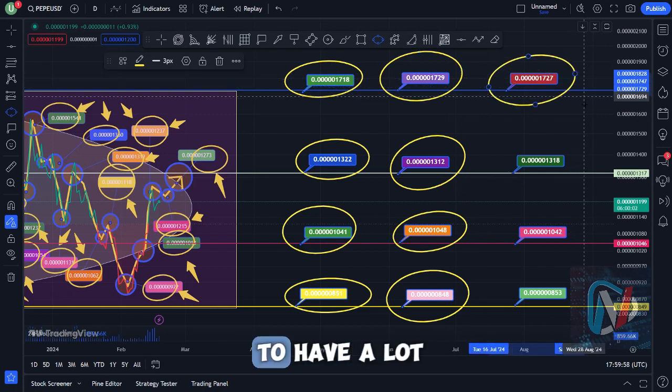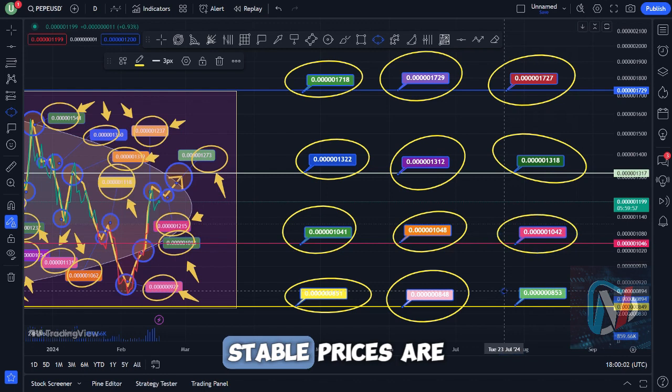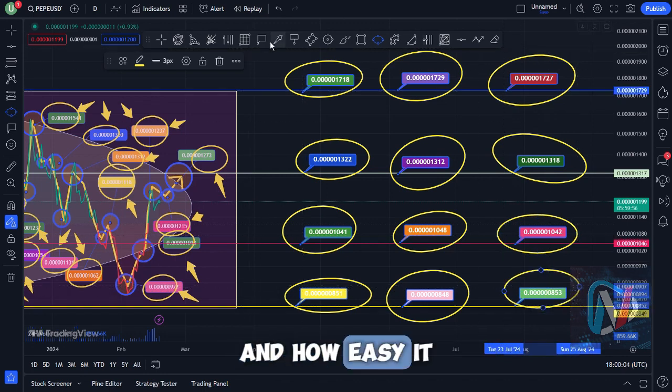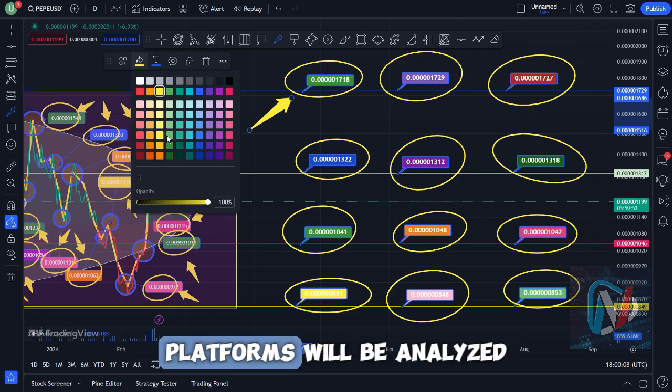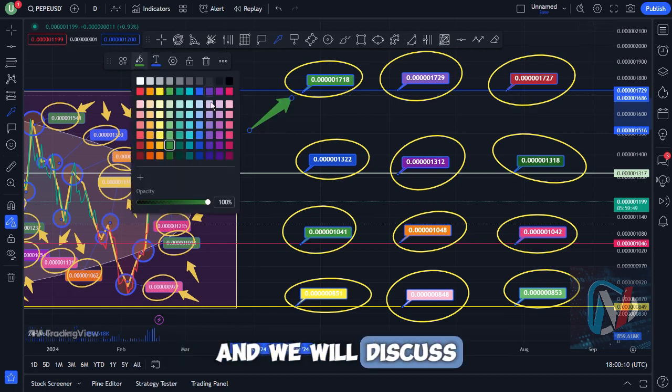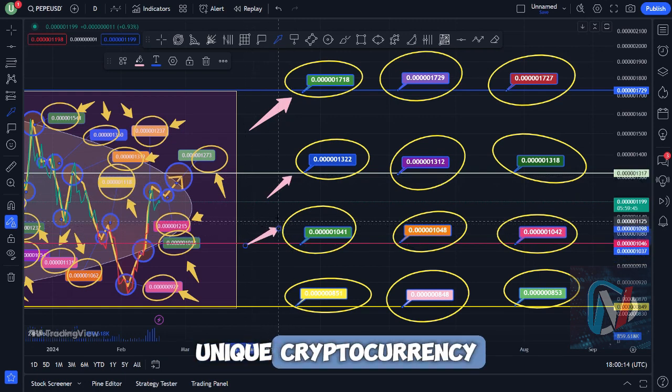It is very crucial to have a lot of liquidity in the cryptocurrency market since it has an effect on how stable prices are and how easy it is to trade. The performance of Pepecoin on various platforms will be analyzed, and we will discuss the potential dangers that are associated with investing in this unique cryptocurrency.